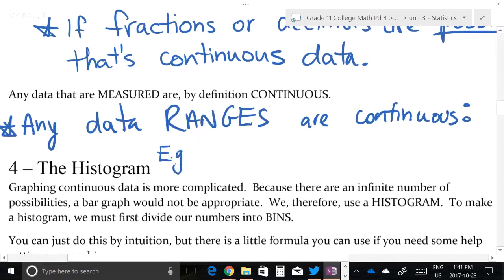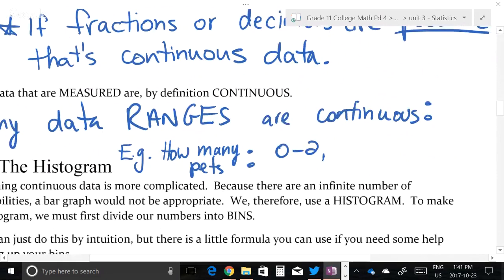And what I mean by that is this. If I said how many pets, but this time, instead of just giving you an answer, I said 0 to 2, 3 to 5, 6 to 8, and kept going from there. Now, instead of being discrete, these data are continuous. Because even though you can only have a specific number of pets, now that I've put them in ranges, that's continuous. Does that make sense?